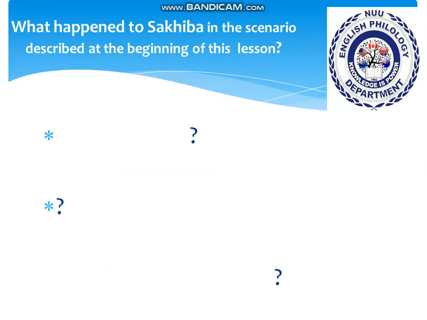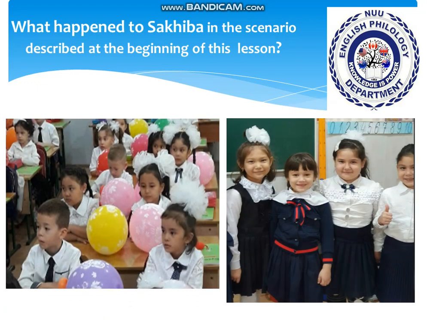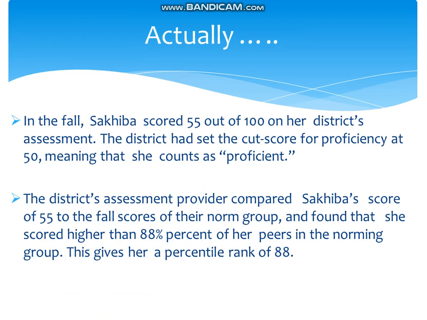So what happened to Sahiba in the scenario described at the beginning of this lesson? Do you remember this girl? In the fall, Sahiba scored 55 out of 100 on her district assessment. The district had set the cut score for proficiency at 50, meaning that she counts as proficient. The district assessment provider compared Sahiba's score of 55 to the fall scores of their norm group and found that she scored higher than 88% of her peers in the norm group, and this gives her a percentile rank of 88.